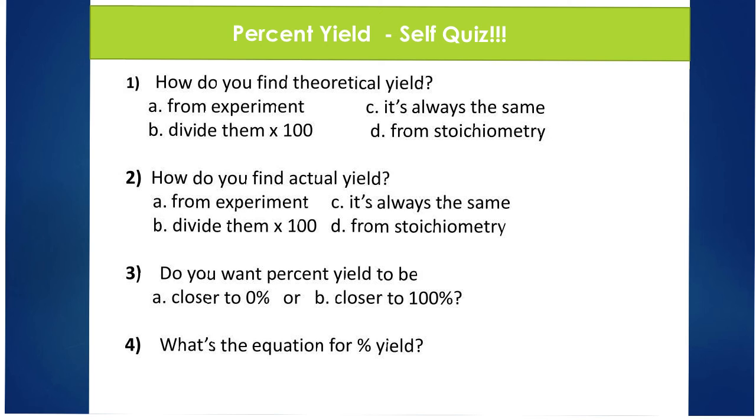Where do you find the theoretical yield? It's from stoichiometry. Where do you find the actual yield? From the experiment. Do you want the yield to be closer to 0% or 100%? Well, in a good lab, it's 100%. In reality, you might get something closer to 0, but it just really depends on the type of reaction. What's the equation for percent yield? Actual over theoretical times 100.